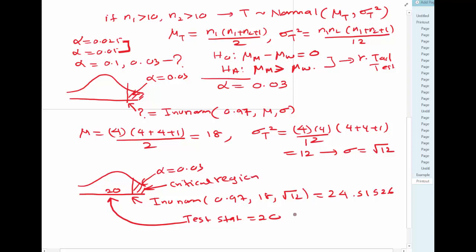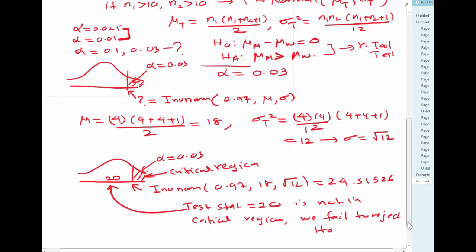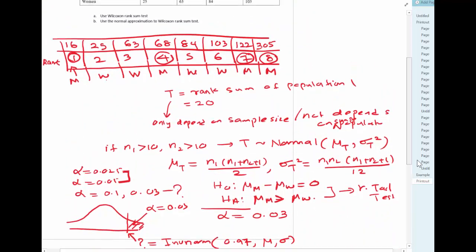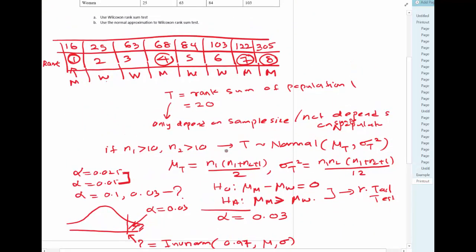So since the test statistic is not in the critical region, we fail to reject H naught. So that's the conclusion. Now in this example, actually, the sample sizes are not more than 10. I just used this example to show you how to use normal approximation.